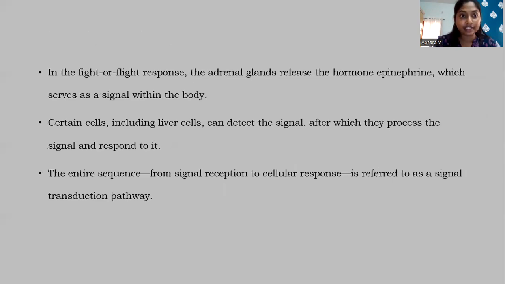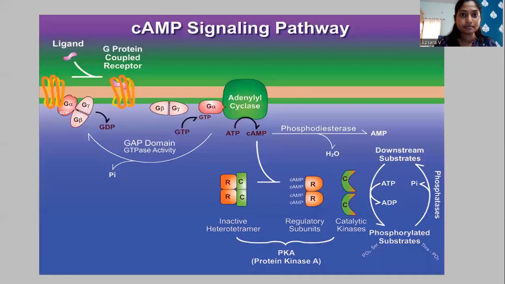In this fight or flight response, the adrenal glands release a hormone called epinephrine. This serves as a signal within the body. Cells like liver cells can detect these signals, process the signal and respond to it. The entire sequence from signal reception to the response is what is called the signal transduction pathway. This is the outline of the cAMP signaling pathway, that is, the cyclic adenosine monophosphate signal pathway.